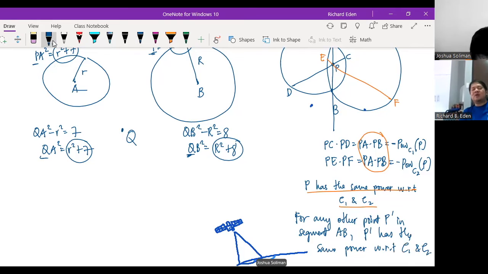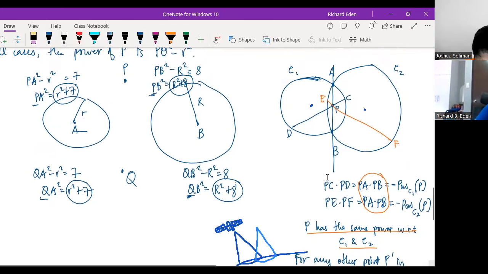Oh, wait, Joshua, now I understand. Sorry. I was definitely thinking about a different thing. Okay. Kasi, ang iniisip ko, what I had in mind was power of P relative to circle 1 and circle 2 equal.